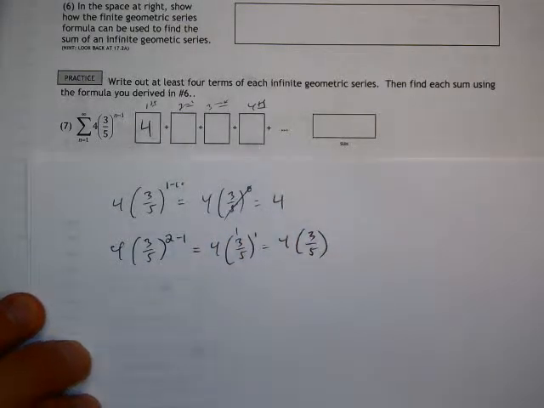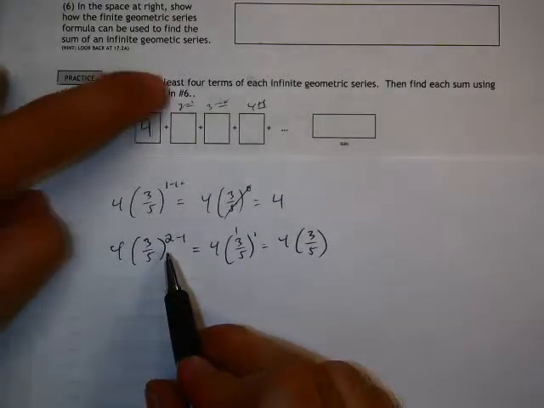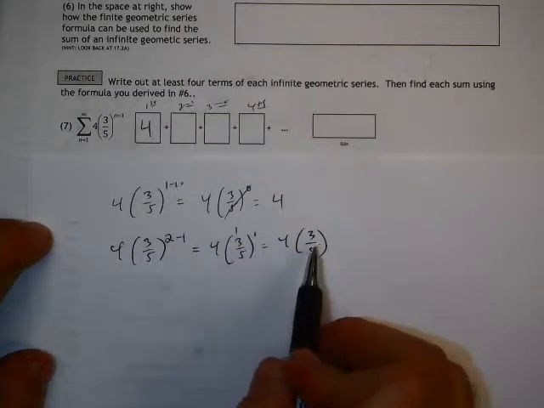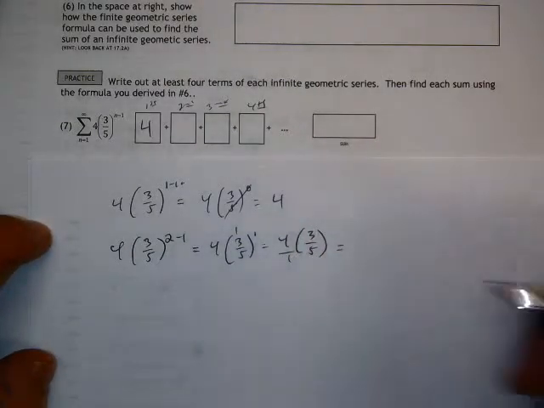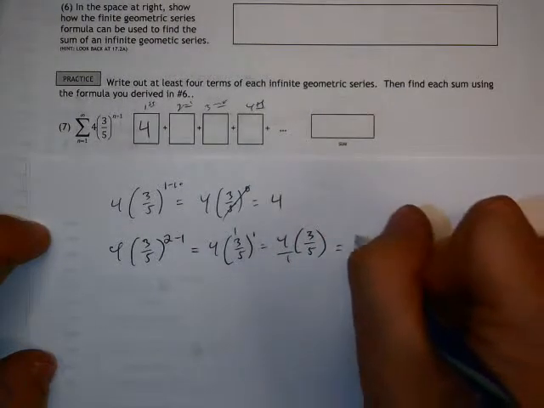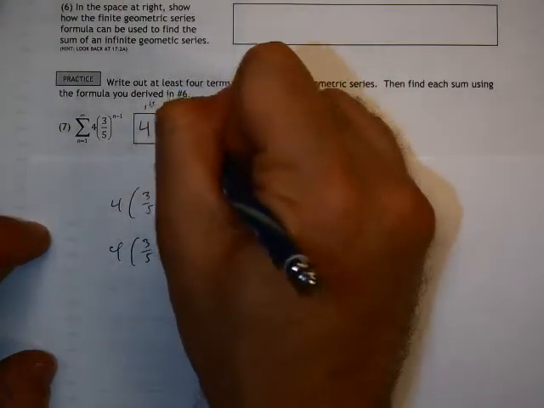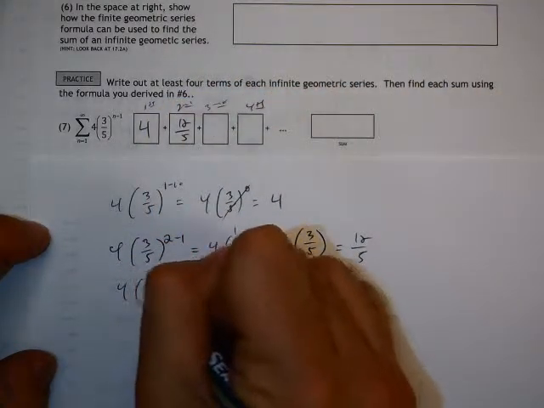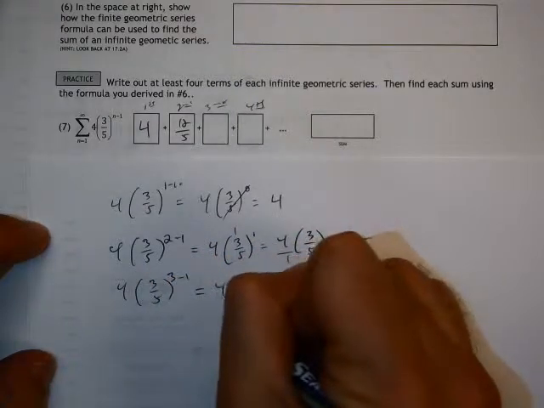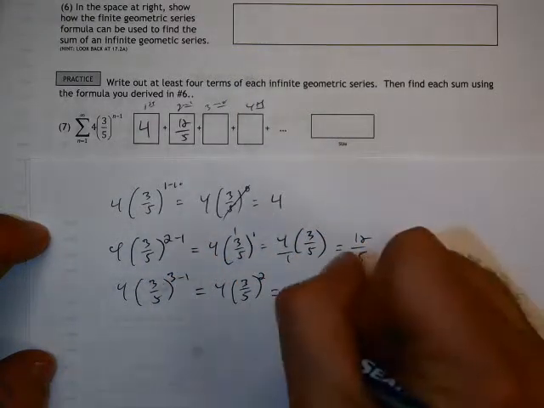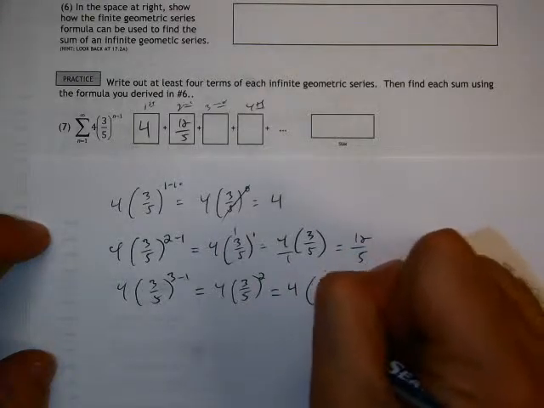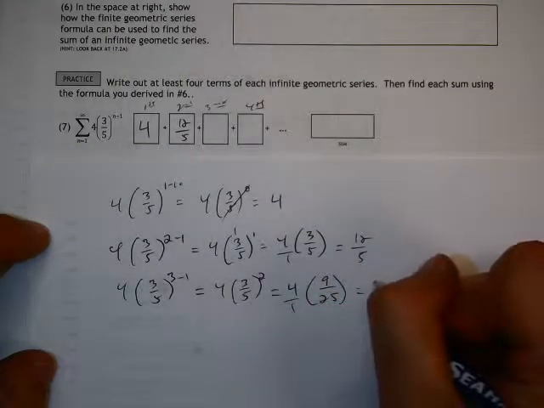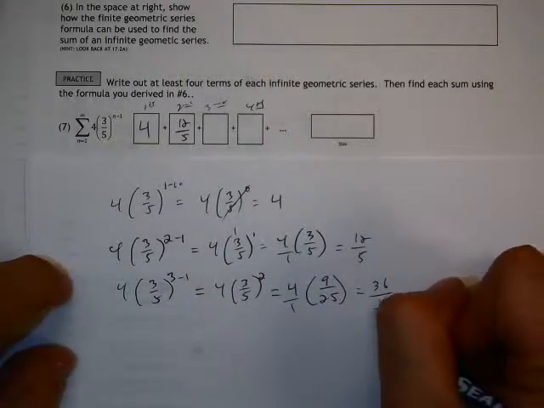Now I'm plugging in 2 for the second term. Subtracting 1, I get 1. 3/5 to the first power is 3/5. When I multiply these fractions straight across, I get 12 over 5. There's my second term. Third term, same thing. 3 minus 1 this time, which means it's 3/5 raised to the second power. When I square 3/5, I get 9 over 25. Multiply straight across like last time, I get 36 over 25.